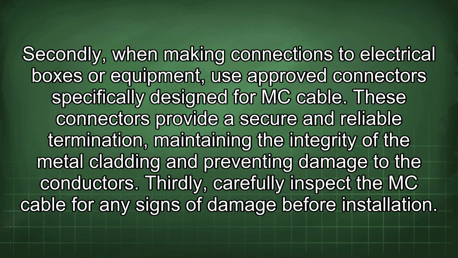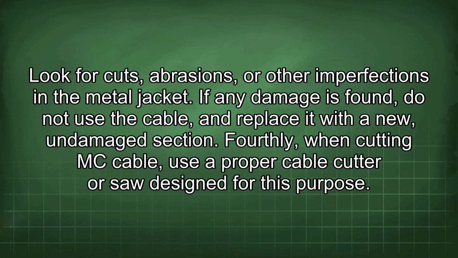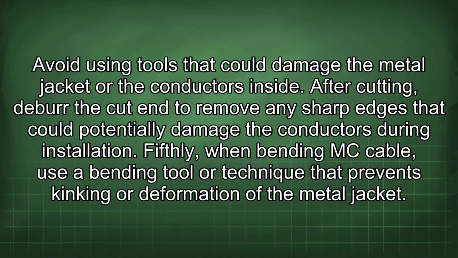Thirdly, carefully inspect the MC cable for any signs of damage before installation. Look for cuts, abrasions, or other imperfections in the metal jacket. If any damage is found, do not use the cable and replace it with a new, undamaged section. Fourthly, when cutting MC cable, use a proper cable cutter or saw designed for this purpose. Avoid using tools that could damage the metal jacket or the conductors inside. After cutting, deburr the cut end to remove any sharp edges that could potentially damage the conductors during installation.